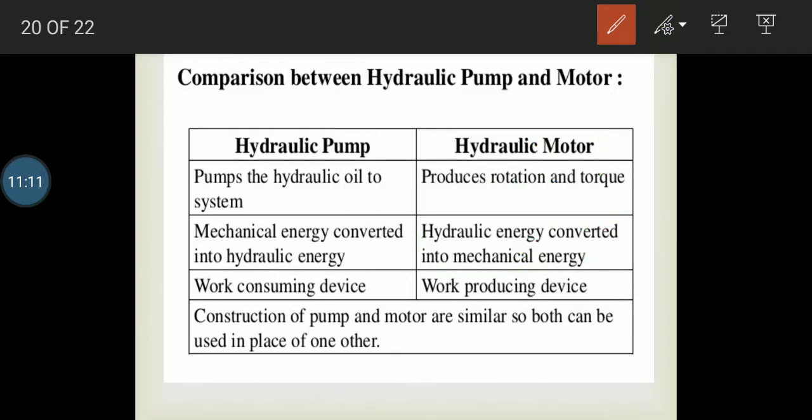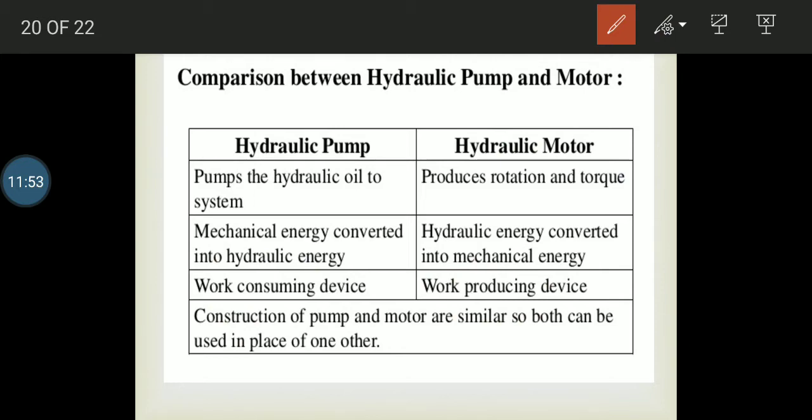Rotation is actually considered to be the mechanical energy. Because of rotation we use the rotation for the function of many of the accessories or parts of the system, and because of which we convert the hydraulic energy into the mechanical energy in a hydraulic motor. While I am talking about the hydraulic pump, it converts the mechanical energy into the hydraulic energy which is utilized by a system. Then it is a power consuming device, it is a work producing device. As it is generating mechanical energy, the motor is considered to be the work producing device, and the pump is consuming work because hydraulic energy has been generated.